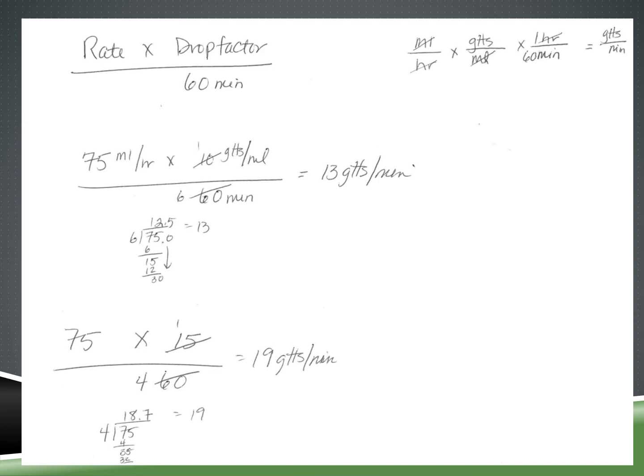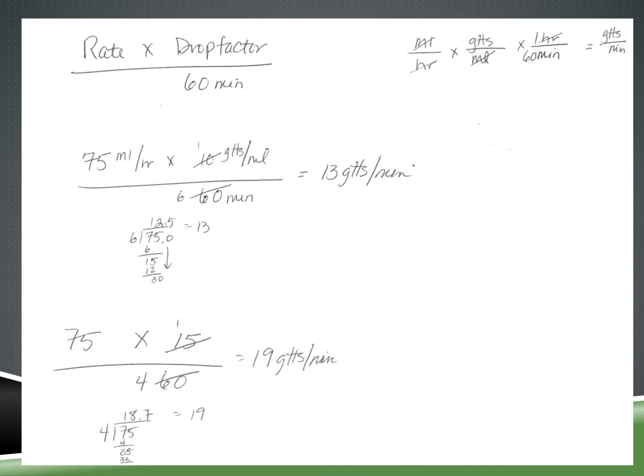Now move down to halfway down the page. I'm going to use a rate of 75 milliliters per hour, but I'm going to do this with two different drop factors. So the first one, I'm doing 75 milliliters per hour is my rate. My drop factor is 10 drops per milliliter, and then I'm putting it over 60 minutes. Well, the 10 and the 60 are immediately reducible. So basically, what you have is 75 divided by 6, which I've done down here. And you can see that ends up being 12.5.